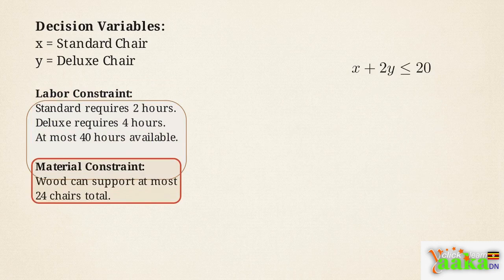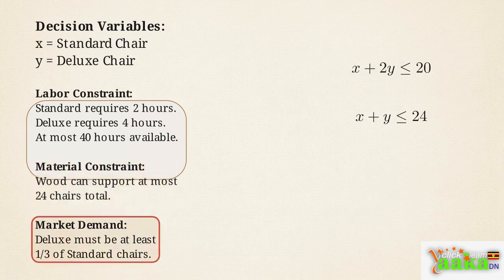Next is our material limit. We only have enough wood to build 24 chairs in total. This simply translates to x plus y is less than or equal to 24. The market also dictates that deluxe chairs, y, must be at least 1/3 the number of standard chairs, so y is greater than or equal to 1/3 x.